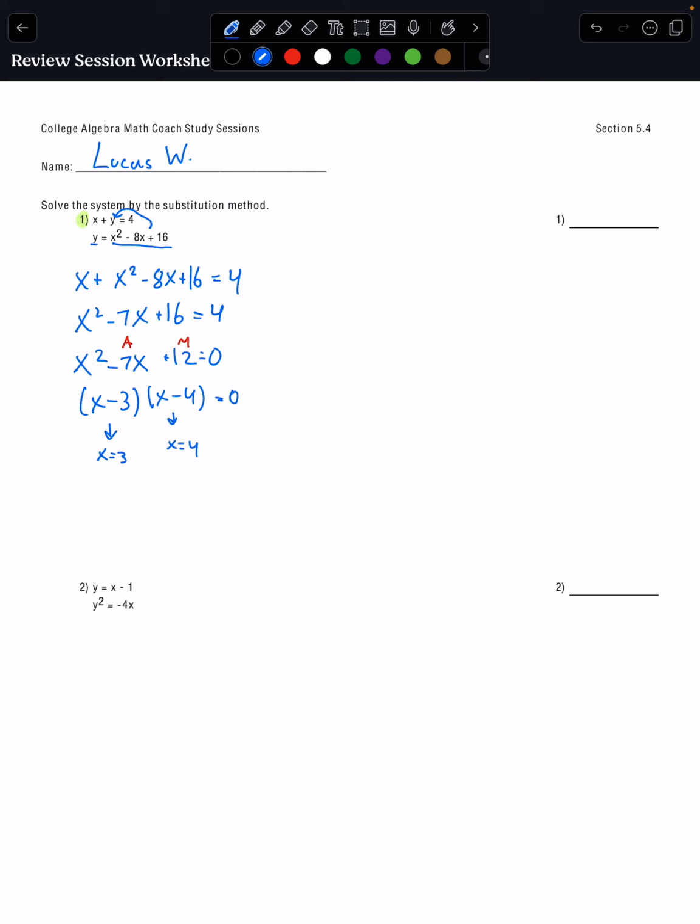Once we have two x's, we gotta find our two y's. And so we'll check when x equals 3, and we'll plug it into the original equation. 3 plus y equals 4, which is y equals 1. So we have the point 3 comma 1. Then we check when x is 4, which is going to be 4 plus y equals 4, which tells us y is equal to 0. So we have the point 4 comma 0.